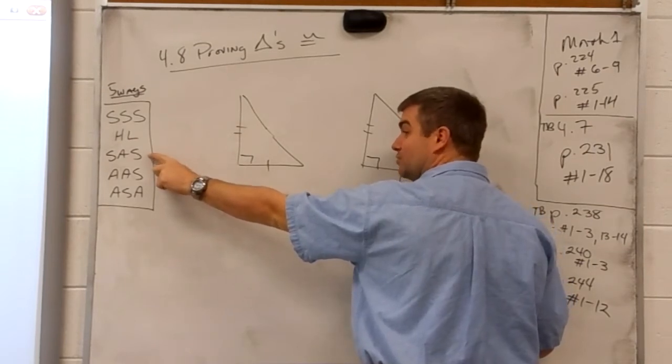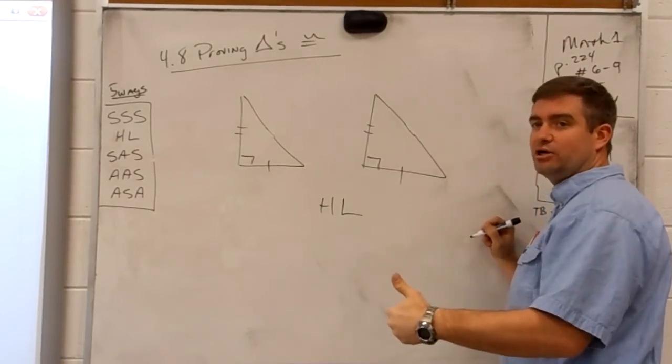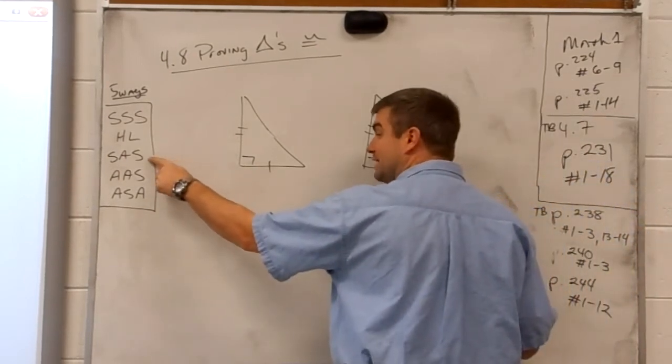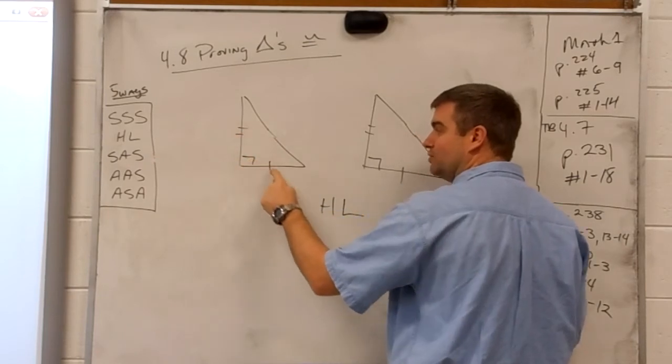Okay. Side angle side is another method. So not only do you have to be able to tell me that the triangles are congruent, you have to be able to tell me the reason. Side angle side is a way. Look at it. Side angle side.